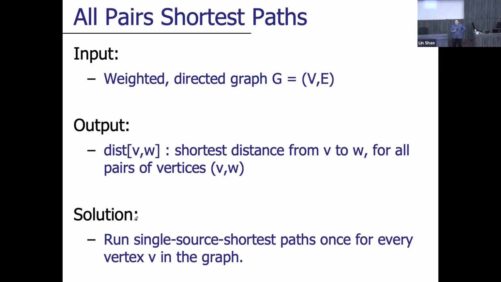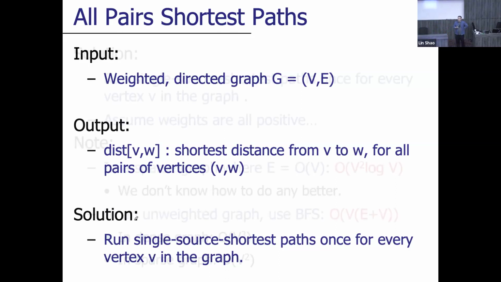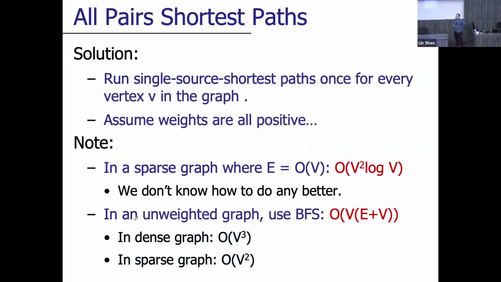I mean, this seems reasonable, but before we really dive deeper, let's do a deeper analysis of the problem and the algorithm we have proposed. All right. So we just run single source shortest paths once for every vertex in the graph, and we assume that all the weights are positive. So let's consider what would be the running time.